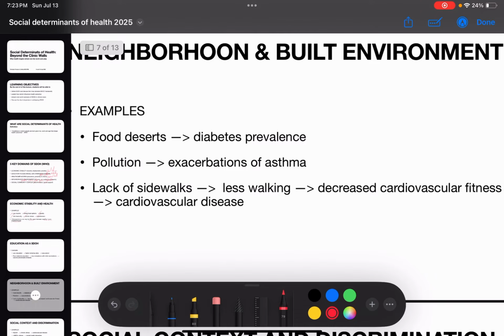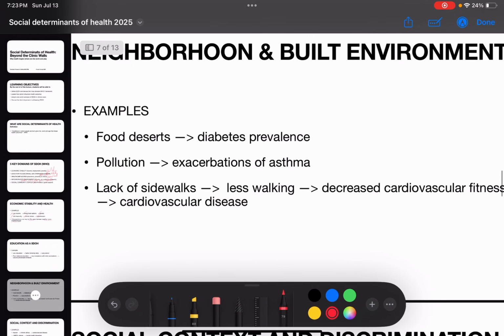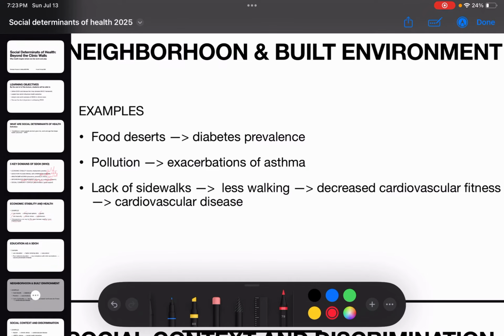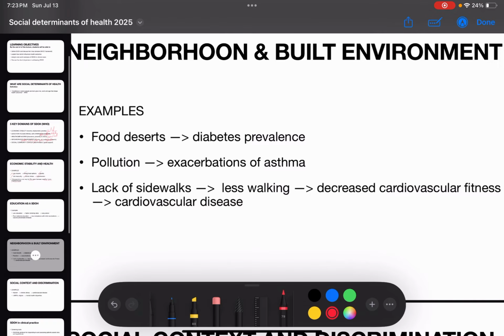Neighborhood and built environments. So food deserts lead to increased diabetes prevalence because of low quality food. Pollution leads to exacerbations of asthma. Lack of sidewalks leads to less walking and decreased cardiovascular fitness, which in turn leads to cardiovascular disease. So all of these are examples of neighborhood and built environment as a social determinant of health.